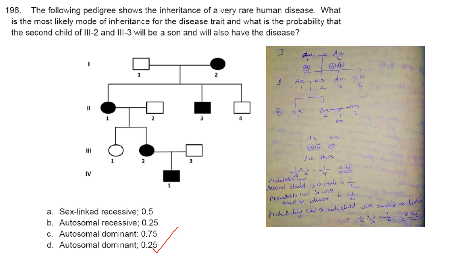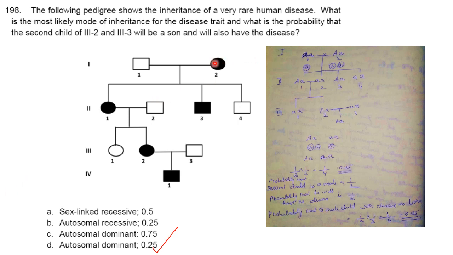The following pedigree shows the inheritance of a very rare human disease. What is the most likely mode of inheritance for the disease trait and what is the probability that the second child of 3-2 and 3-3 will be a son and will also have the disease? So the answer here is it is autosomal dominant. Now why is it autosomal dominant? Because every affected person has got an affected parent.